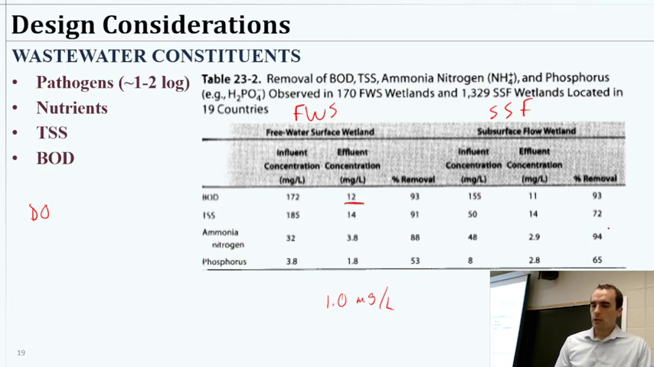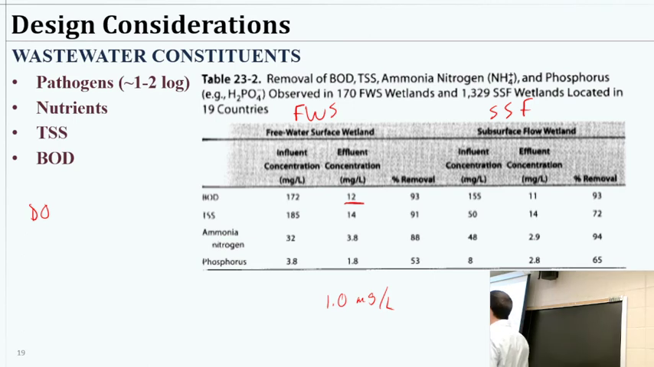Ammonia nitrogen got 94% removal, so a bit better, and phosphorus a bit better there. So if your primary concerns are nutrients, then perhaps the subsurface flow is better. If you are a little bit more concerned about your particles, then maybe your free water surface method is better.